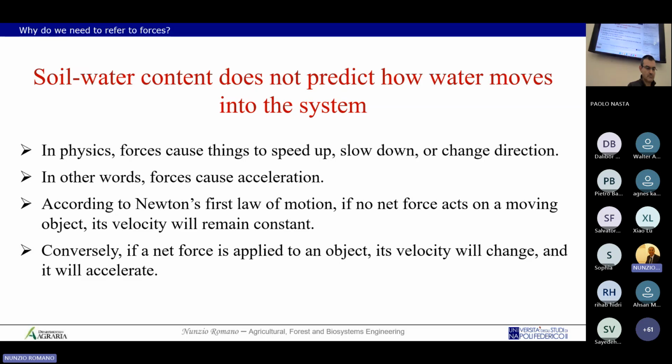On the other hand, if there is a net force that is applied to any object, even to the water molecule, the velocity will change and will induce an acceleration. This is basic physics. So this is why I told you at the beginning of my talk that you have to refresh your basic knowledge about physics and mathematics.